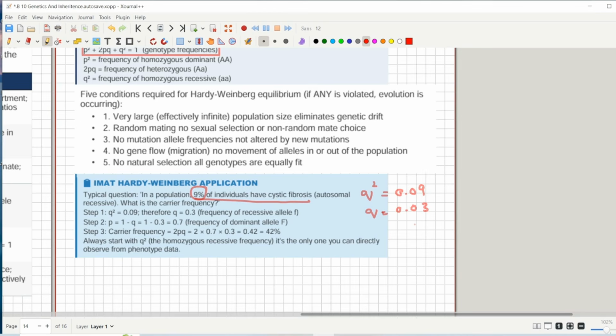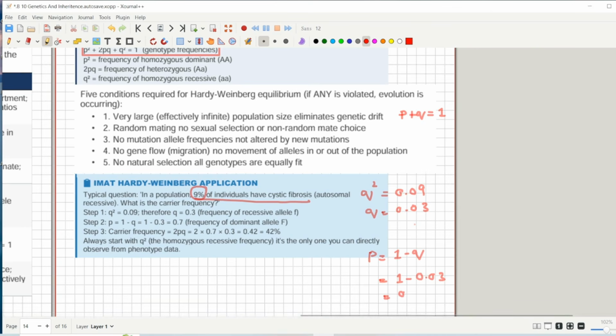So if you know q, then you can find p. You know that p plus q equals 1 from this equation. So if you want to find p, then p would be equal to 1 minus q. So 1 minus what is q? q is 0.3. Then you will get 0.7. You found p. So if you have q, then you can find p, and if you have p, then you can find q. It is as simple as that.